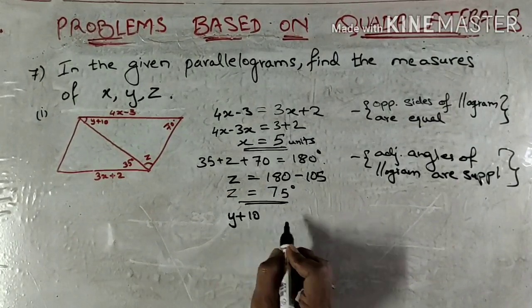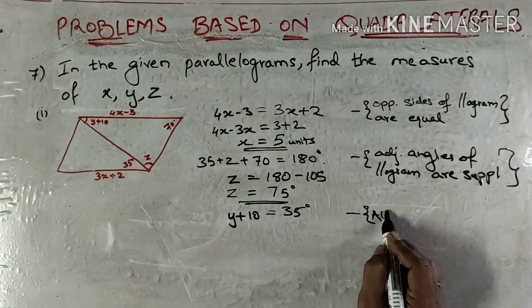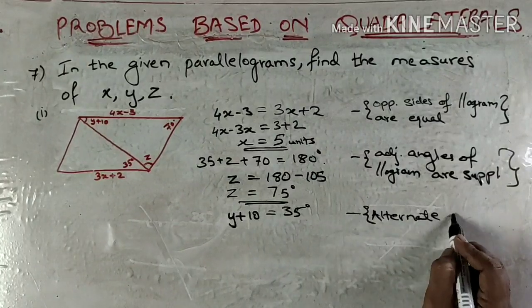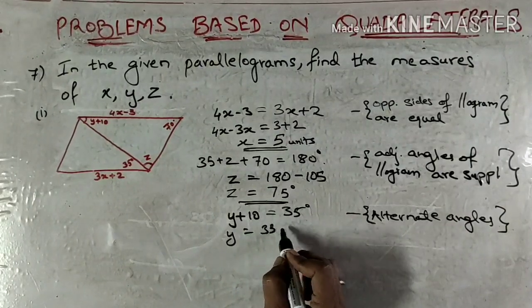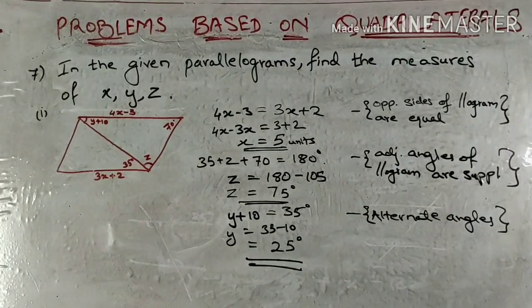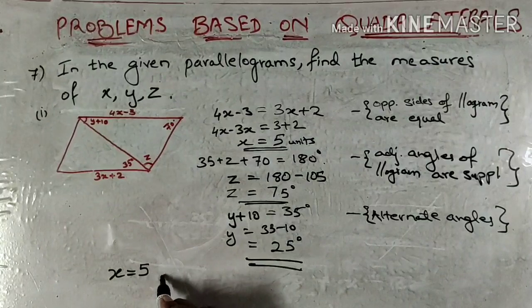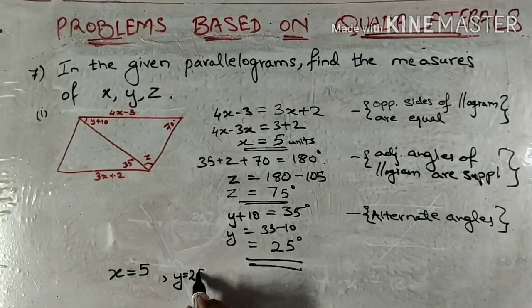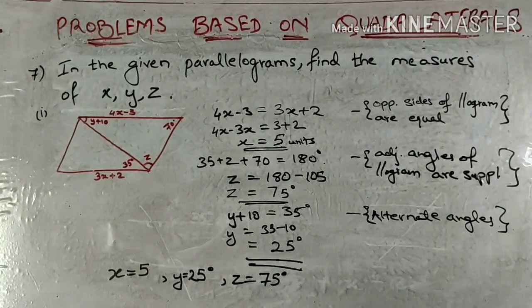y plus 10 equals 35 degrees, alternate angles. So y is equal to 35 minus 10, which is equal to 25 degrees. In the end we are supposed to write all the values that we have found. x is equal to 5 units, y is equal to 25 degrees, and z is equal to 75 degrees. And here we finish this problem. Let's move on to the next.